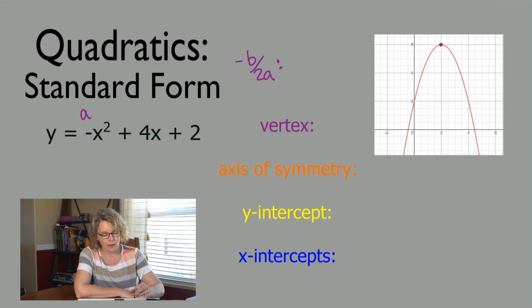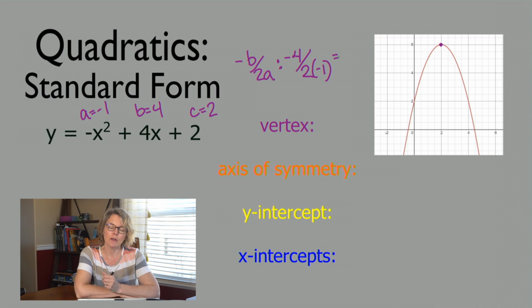Remember that our a for this one equals negative 1, our b equals 4, and our c will equal 2. So negative b will be a negative sign and then the 4 on top, 2 on the bottom times our a, which is negative 1. Don't forget those negative signs. They're super important. We'll go ahead and simplify this. We have negative 4 over negative 2, which equals a positive 2.